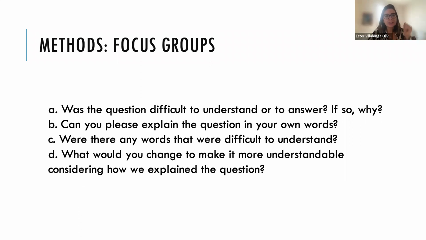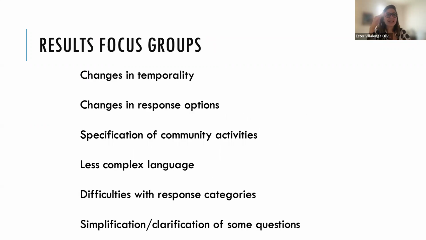And I believe the key question when checking if a specific item works well is question B. Can you please explain the question in your own words? And here is where you say if people understand what you mean or not, especially with participants that have lower educational level. So we ended up performing many changes. So here is a list of changes, but I discovered something very interesting.